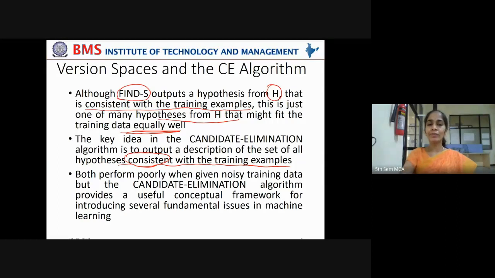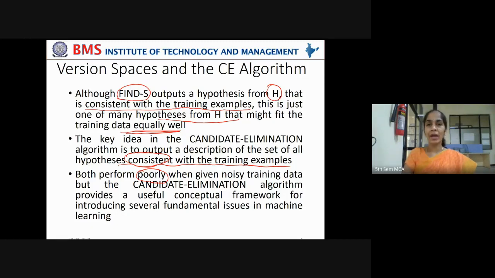Both perform poorly with noisy training data. Noisy training data means lots of combinations of parameters that don't repeat. Sometimes there will be outliers in the training examples, there will be some missing data or some duplicate data. This is all called noise in the data. Duplicate data, missing data, and outliers in the data are called noisy data. If the data contains all this, it is called noisy data.